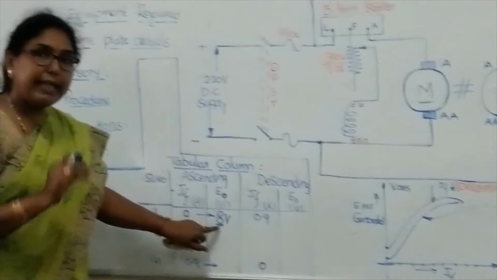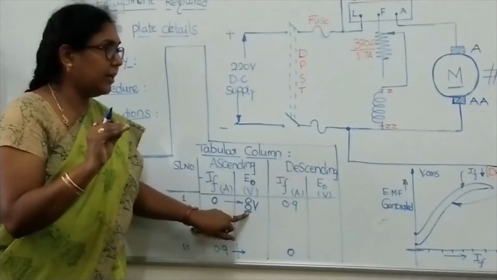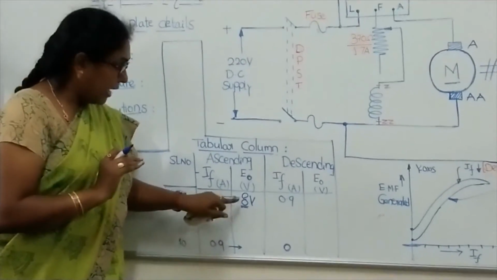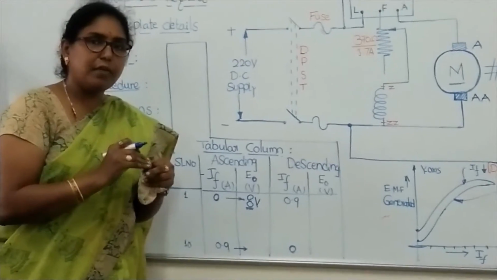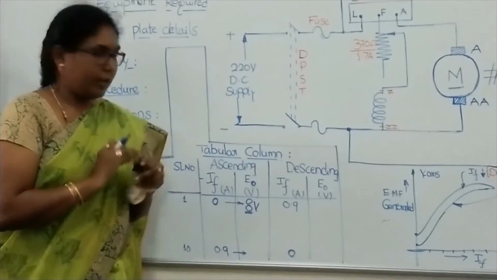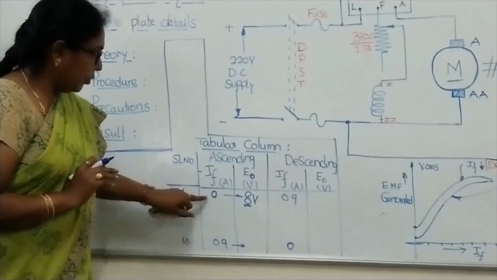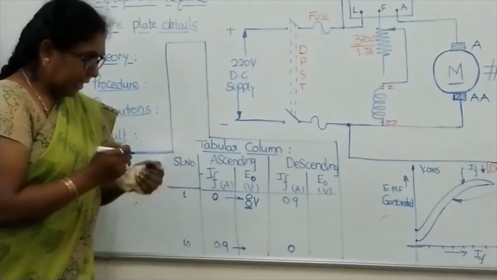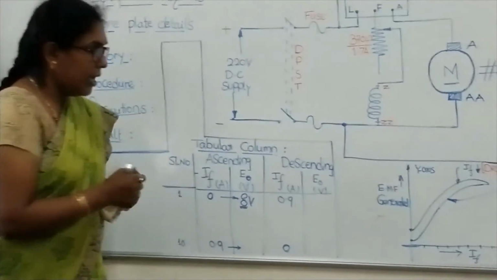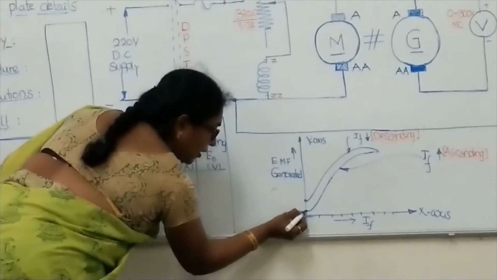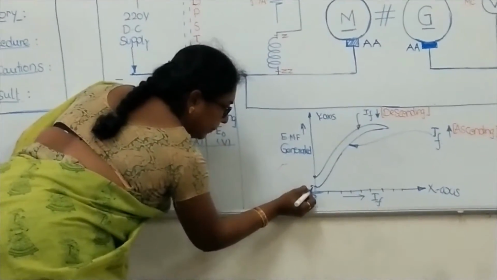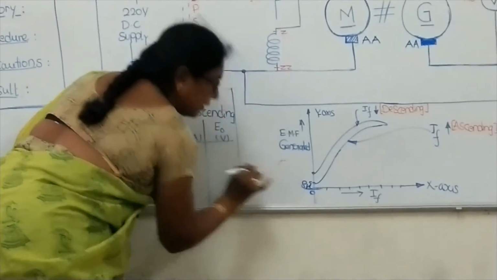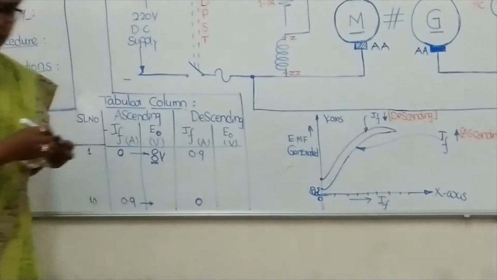Initially there will be some voltage existing in the generator. That voltage is called the residual voltage, and it is because of residual flux. First of all, we need to note this down. That is why, when we draw the graph, it will start from some voltage value higher than the origin. In our case it is 8 volts, for example.